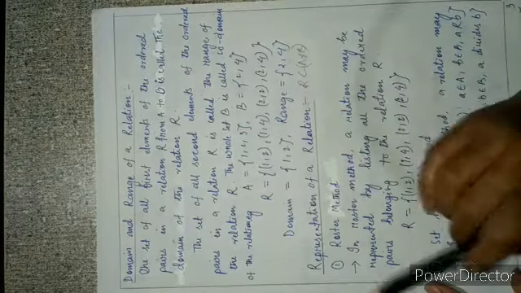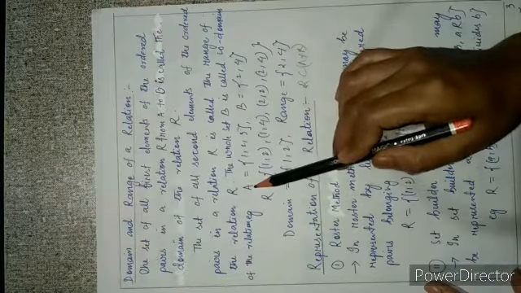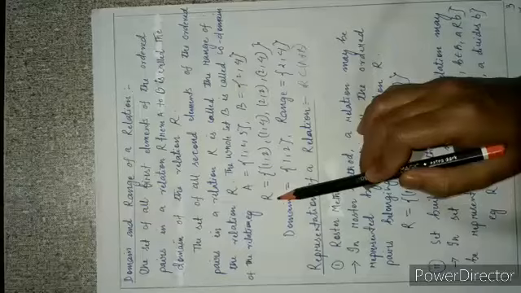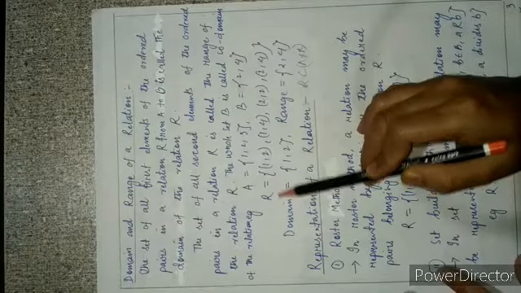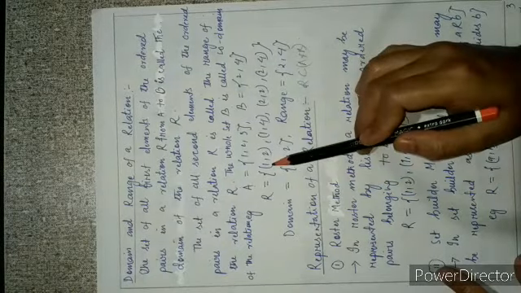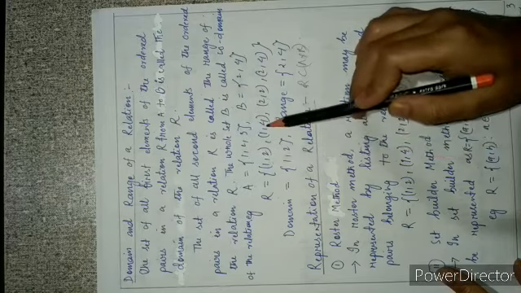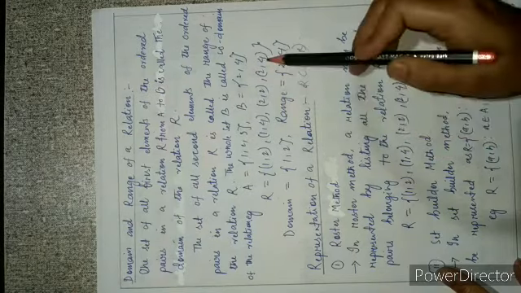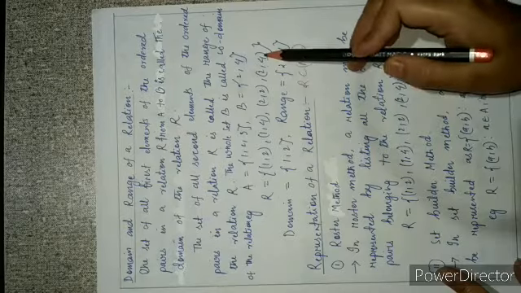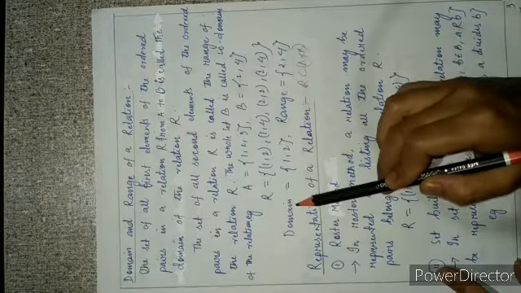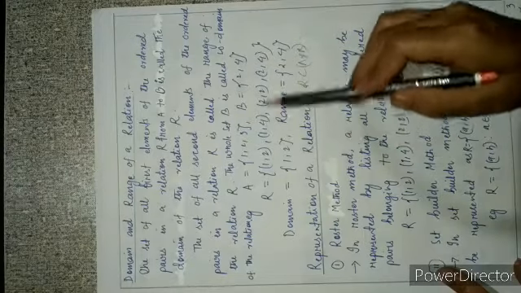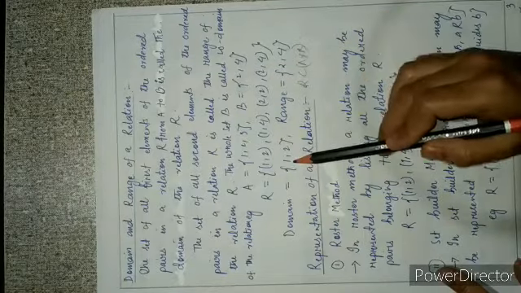Codomain, for example: set A has elements 1, 2, 3 and set B has elements 2, 4. Then let us consider a relation R. There are 4 ordered pairs. They are (1, 2), (1, 4), (2, 2), (2, 4). The domain is the set formed by the first components. First components are 1, 1 and 2, 2. We have to write 1 and 2 only.